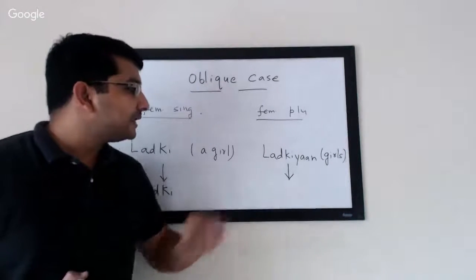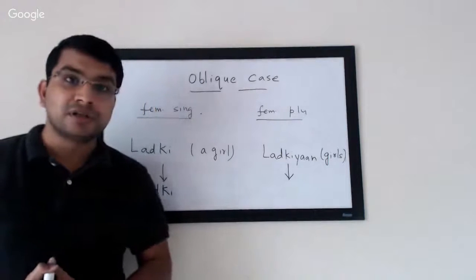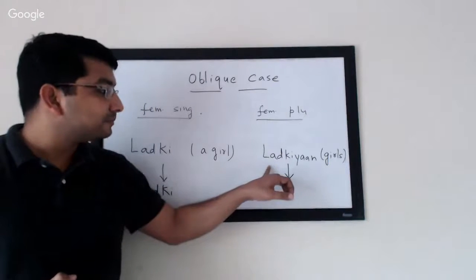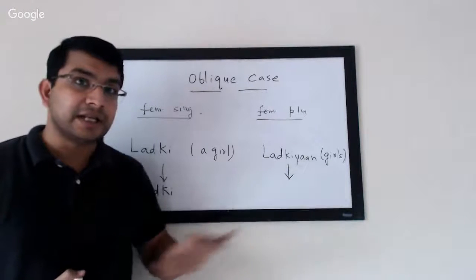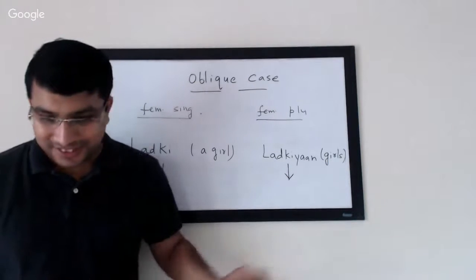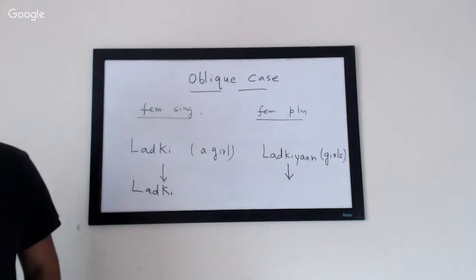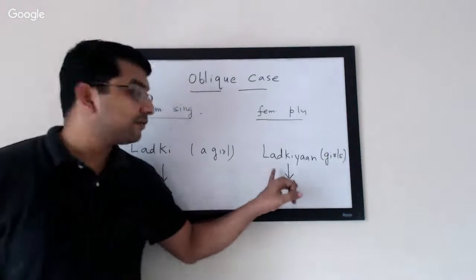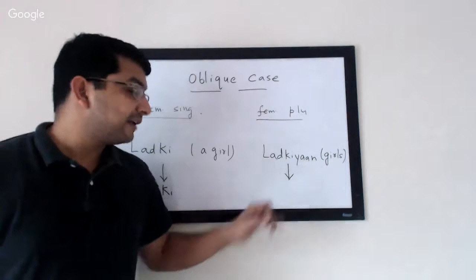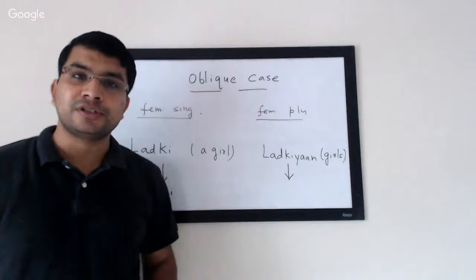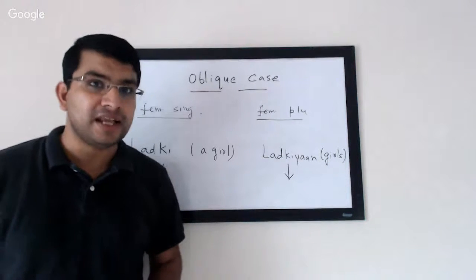Think about what will be the oblique case of girls. I can say for the girls, and in English it doesn't change. Hindi will be different. Think about it. Take a guess. You can make an educated guess. That's fine. For boy, it was simple, right? Plural is लड़के, but if I were to say these phones are for the boys, ये फोन लड़कों के लिए है.